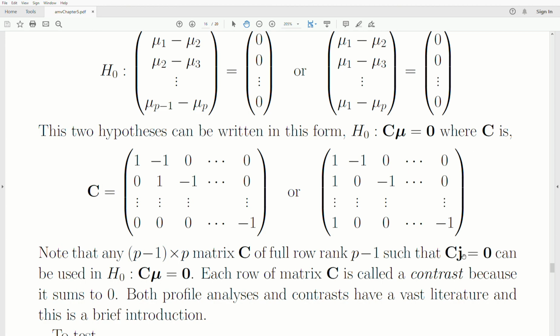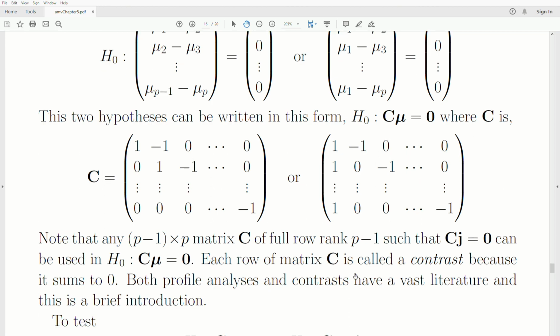So remember, the little j is a vector of ones. And so you take a matrix times a vector of ones. It's adding the components. And here we're saying that each row adds to zero. And you can see here, 1 minus 1 is 0, 1 minus 1 is 0 all the way across. And so then we can base the hypotheses on this transformation, C times mu. Is it 0 or is it something different?